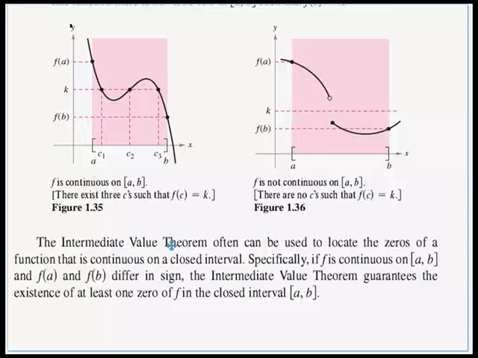So the intermediate value theorem often can be used to locate the zeros of a function that's continuous on a closed interval. Specifically, if f is continuous on the closed interval from a to b, and f of a and f of b differ in sign, the intermediate value theorem guarantees the existence of at least one zero on the closed interval from a to b.